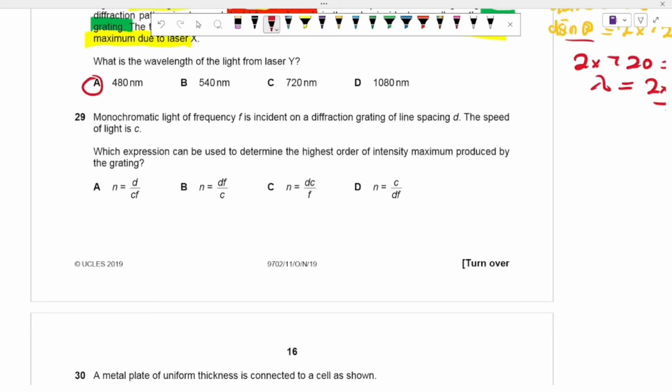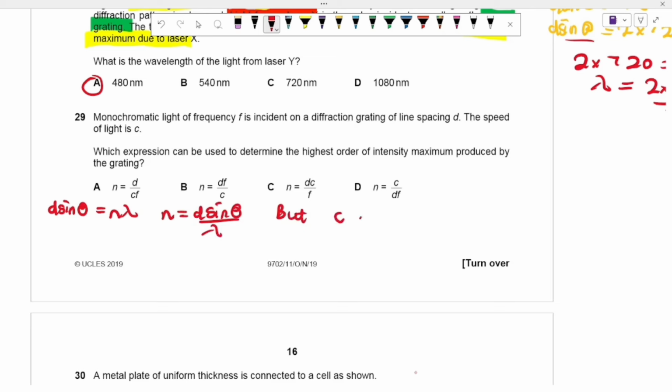The speed of light is c. Which expression can be used to determine the highest order of intensity maximum produced by the grating? All right, guys, this guy really loved gratings. For gratings, we know that d sine theta is equal to n lambda. So in order for us to get n, we know that n will be equal to d sine theta divided by lambda.